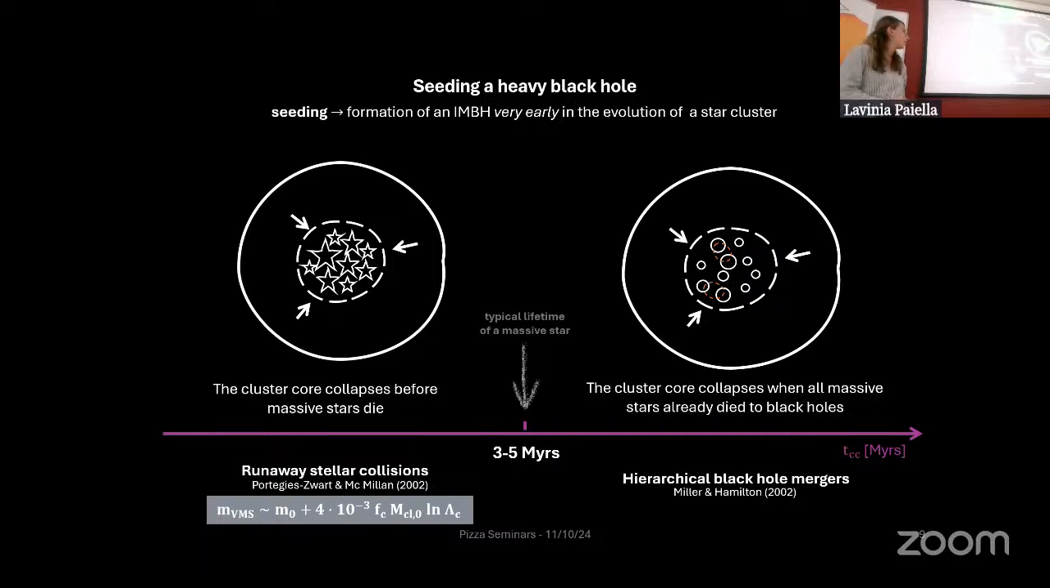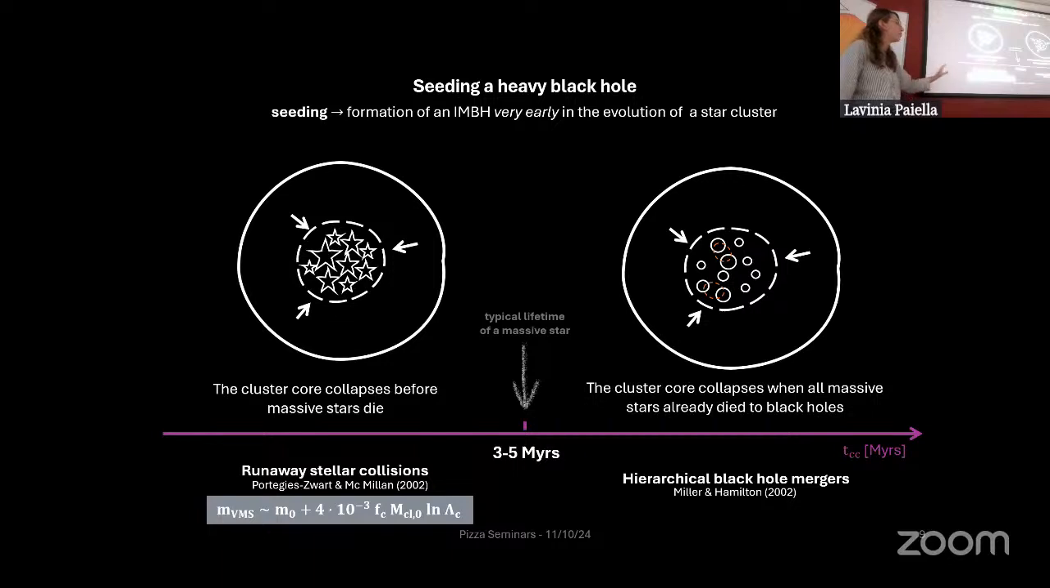All right, so the take-home message is: for clusters with core collapse time less than 5 million years, you can go through runaway stellar collisions. You can produce very heavy stars because you undergo many collisions and build up very heavy objects. The mass of the very massive star is roughly proportional to the initial mass of the cluster. And once this very massive star dies, you can produce an intermediate mass black hole in the center of the cluster.